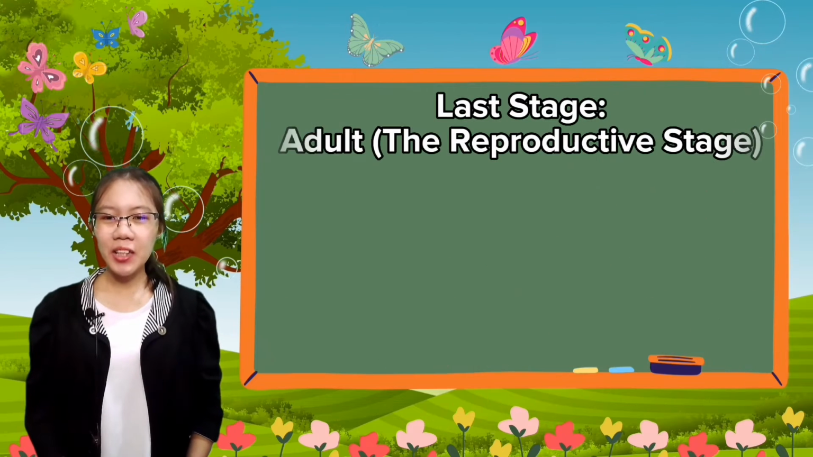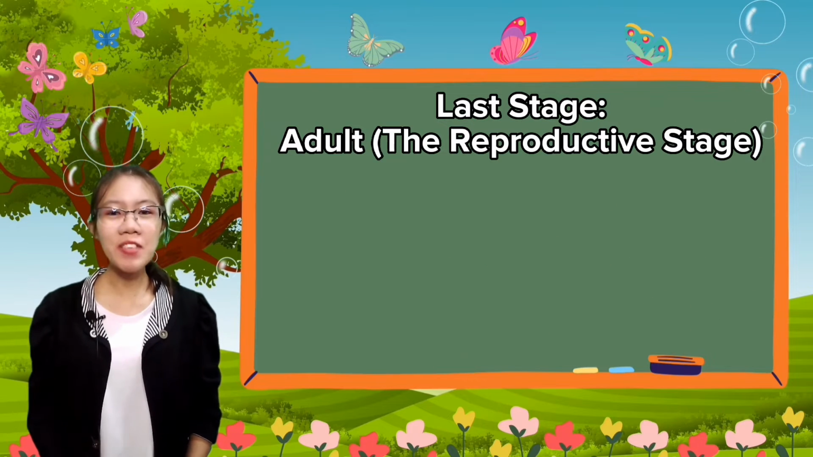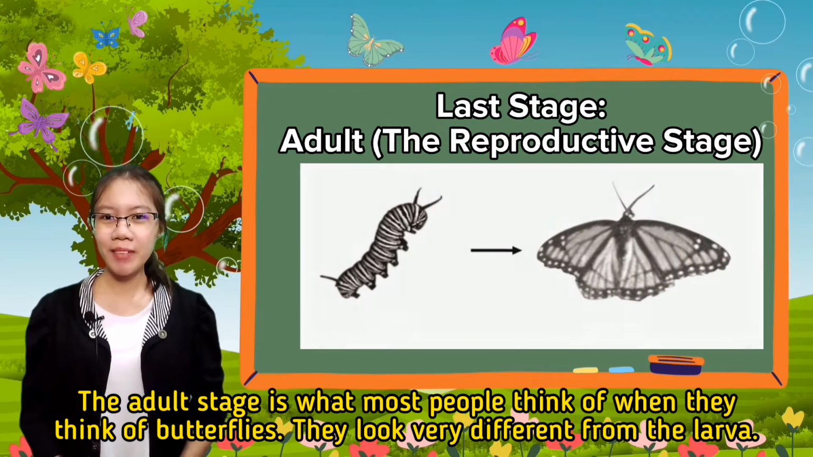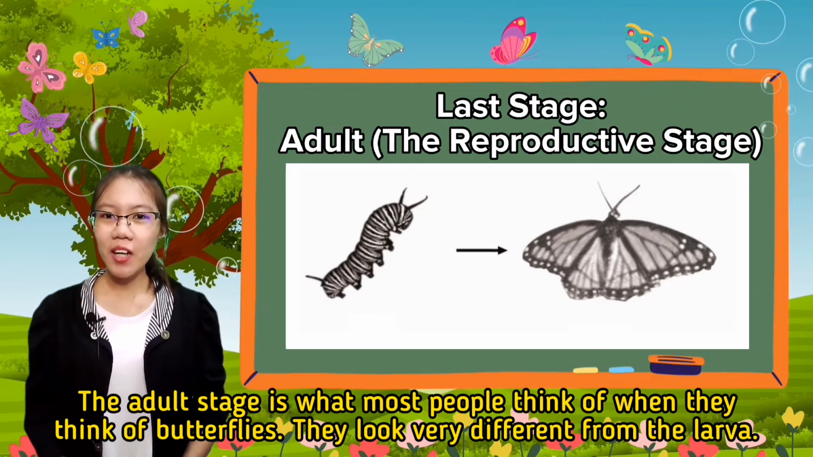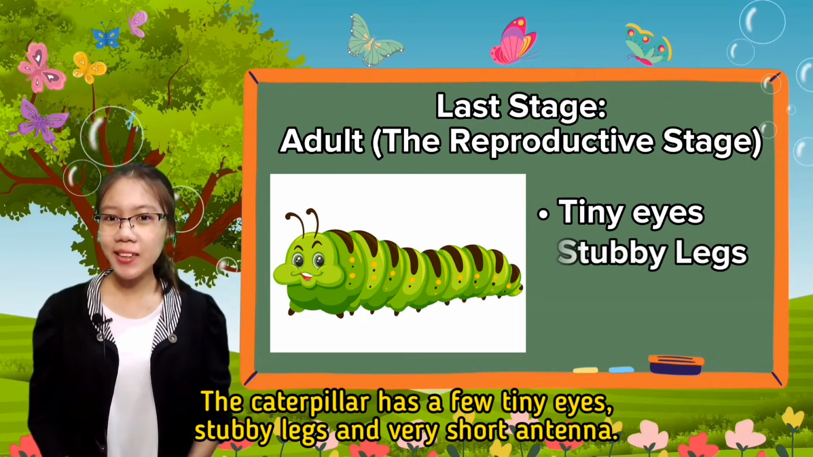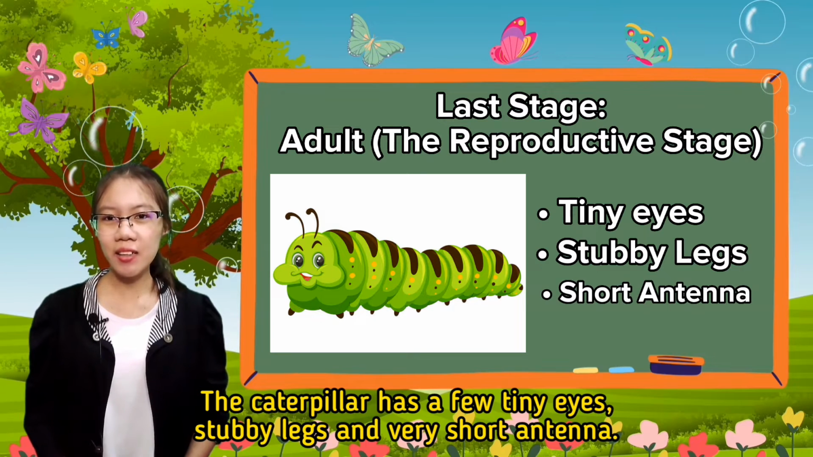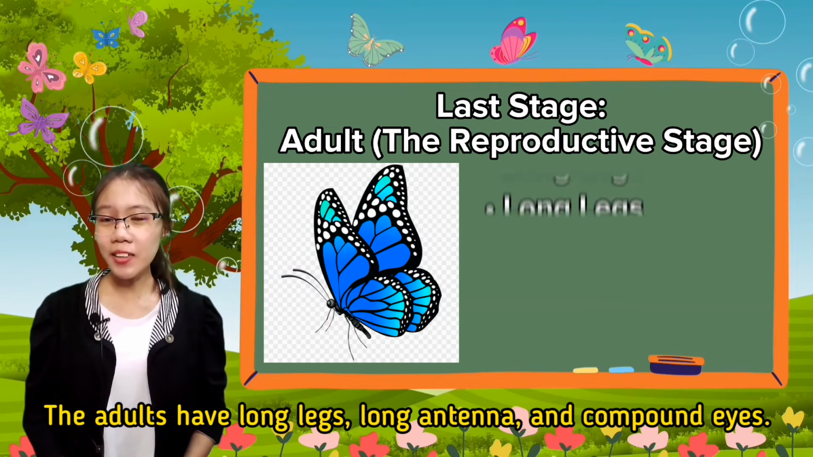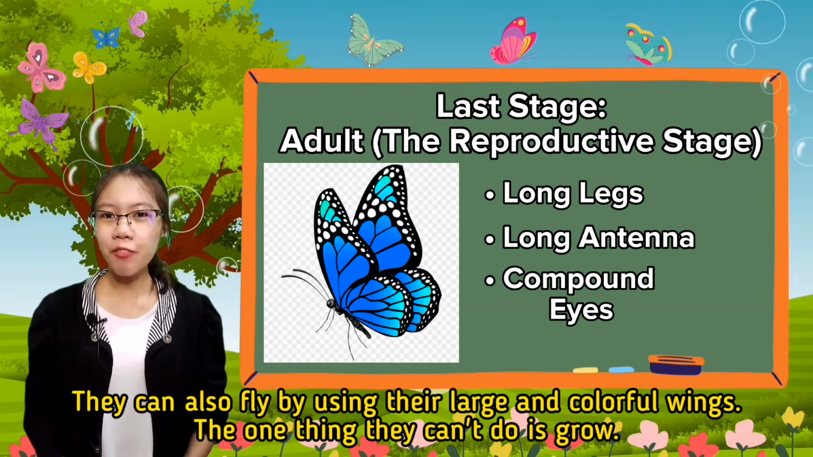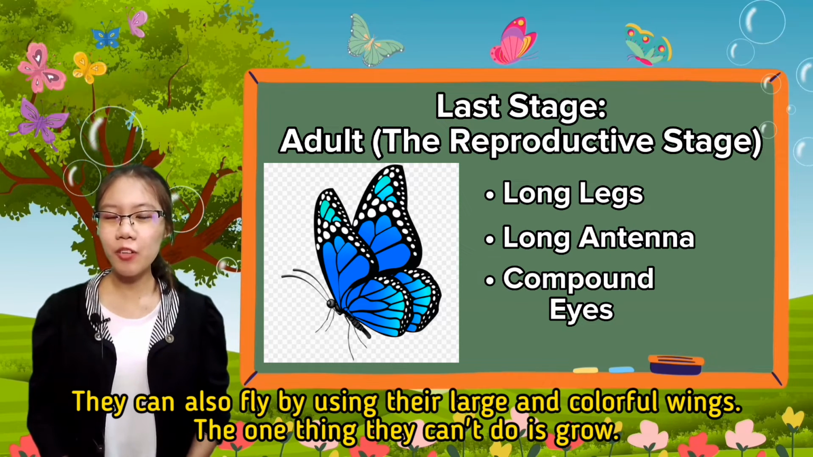The last stage is the adult or the reproductive stage. The adult stage is what most people think of when they think of butterflies. They look very different from the larva. The caterpillar has a few tiny eyes, stubby legs, and very short antennae. The adults have long legs, long antennae, and compound eyes. They can also fly by using their large and colorful wings.